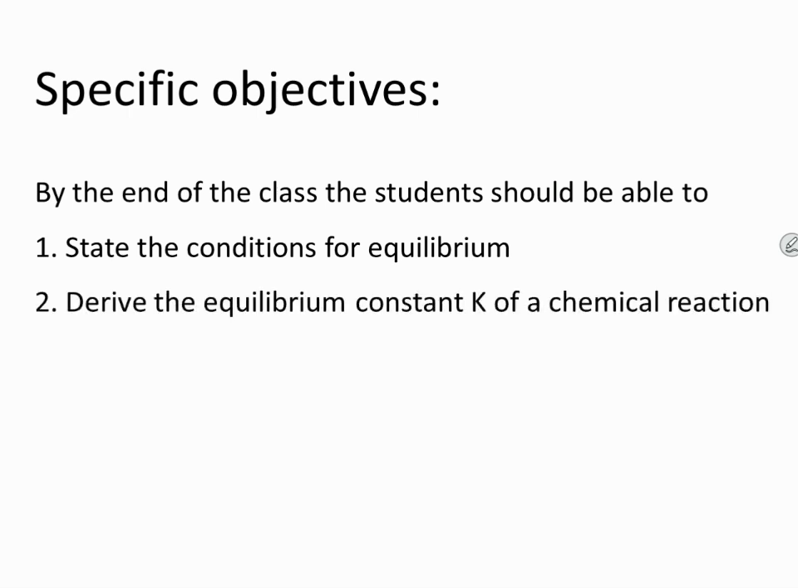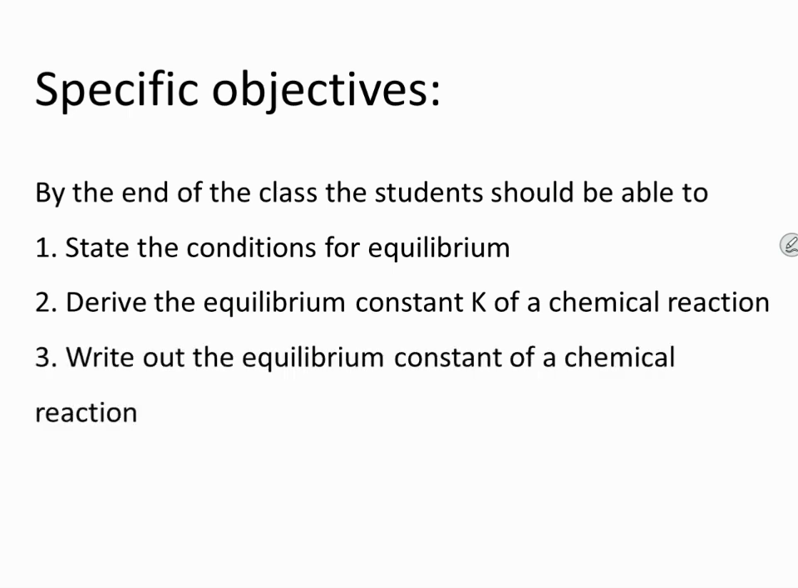Two, derive the equilibrium constant K of a chemical reaction. You should be able to mathematically derive it. And then three, write out the equilibrium constant of a chemical reaction equation. Of course, we should be able to do this at the end of this lesson.